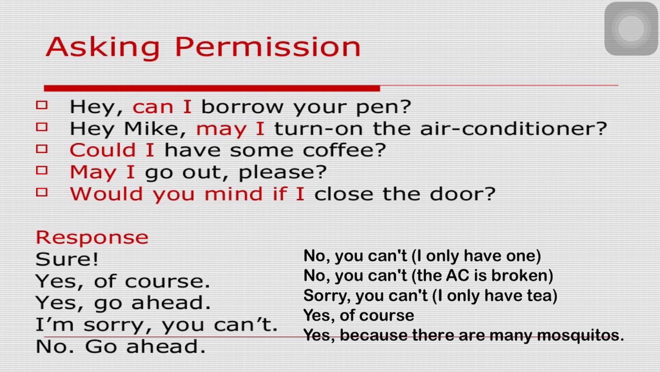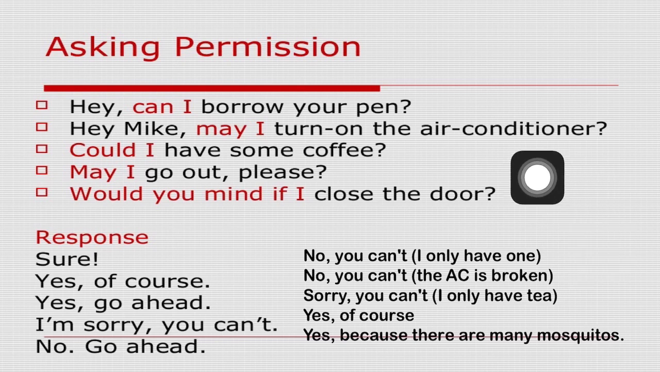So for the positive response, you can use sure, or yes of course, or yes go ahead. For example, can I borrow your pen? If you are sure you want to give your pen to your friend, it's okay if you answer sure. If you only have one, you can answer no you can't, because you only have one. Next, hey Mike, may I turn on the air conditioner? If you approve their permission, you can use yes of course. If for example the air conditioner is broken, you can say no you can't.